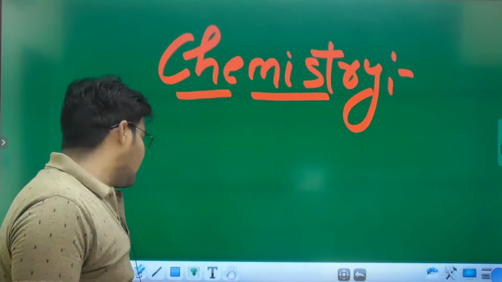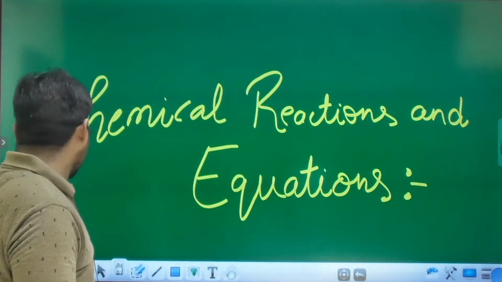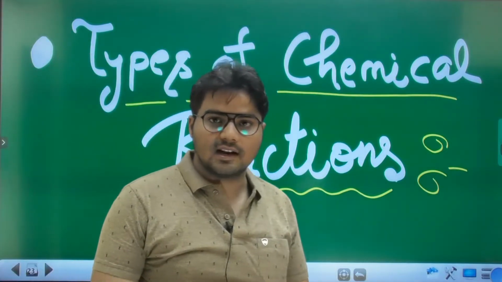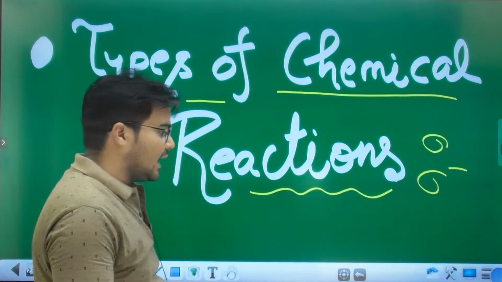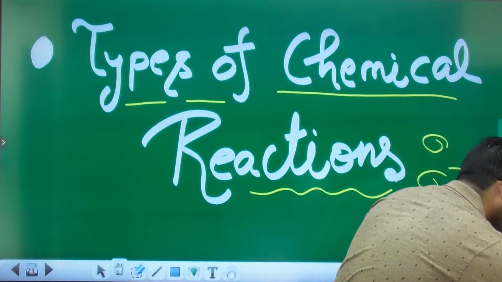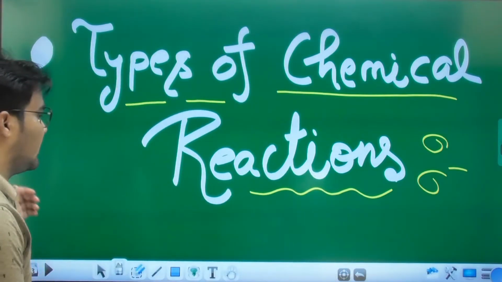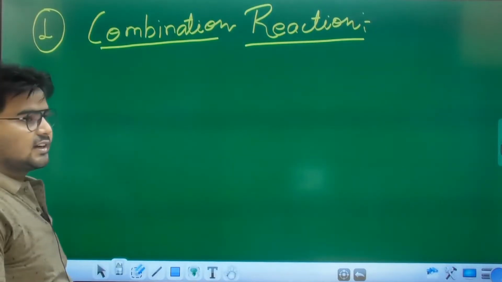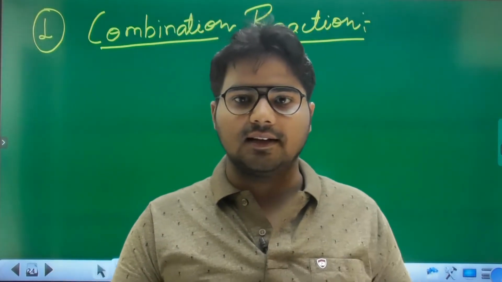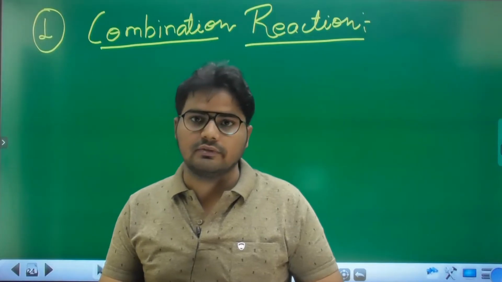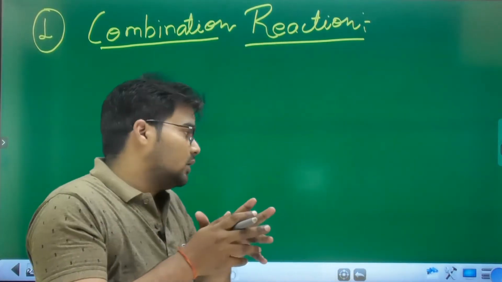Clear? So in chemistry we will discuss the first chapter, chemical reactions and equations, a very important chapter, and in this chapter we will discuss the types of chemical reactions. Let us see. The very first type of reaction is the combination reaction. So what is a combination reaction? In a combination reaction, two different compounds or elements are combined together to form a new compound. Clear? So let us see.